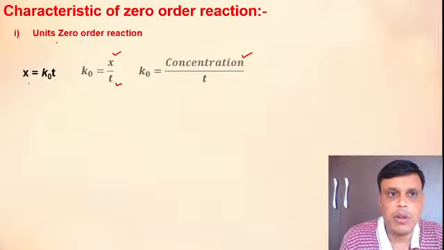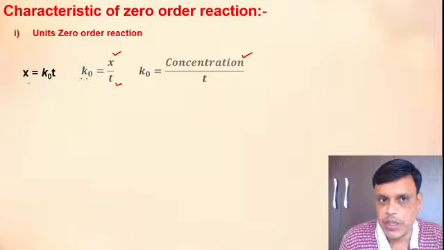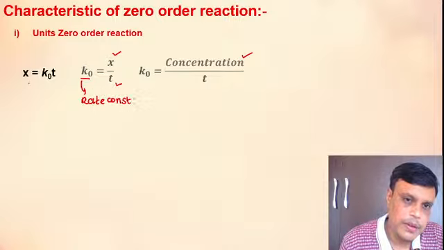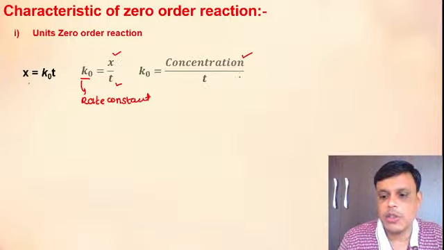What are we looking at? We are deriving the unit of zero order reactions. So k0, which is the rate constant for zero order reactions. You know that this is a rate constant. It is the rate constant for zero order reaction. This x is what? It is concentration divided by time.